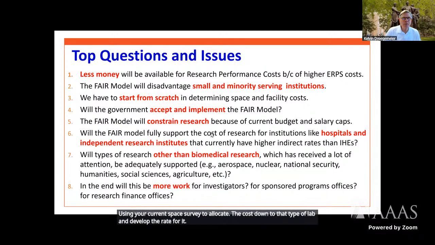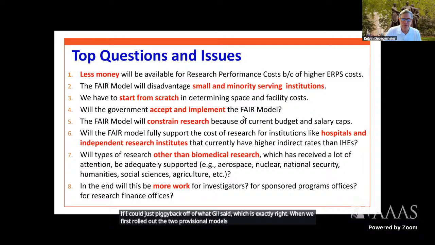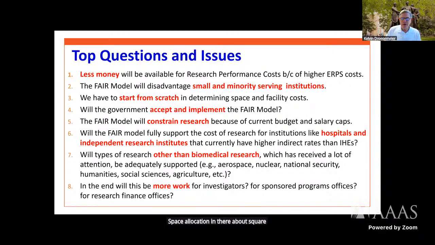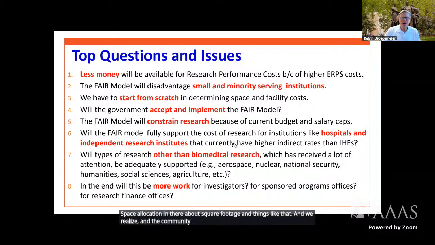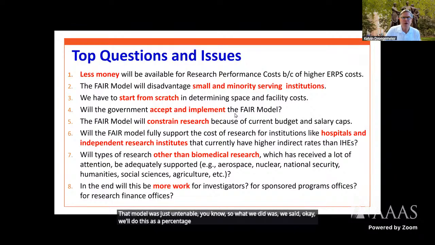If I could just piggyback off what Gil said, which is exactly right. When we first rolled out the 2 provisional models, we called them bookends. We had a very detailed model number 2, that had a lot of space allocation in there about square footage and things like that. And we realized, and the community certainly reinforced, that model was just untenable. So what we did was we said, okay, we'll do this as a percentage of the actual budget.